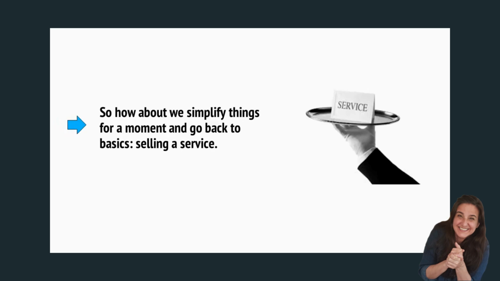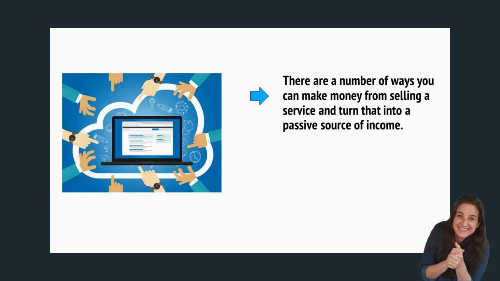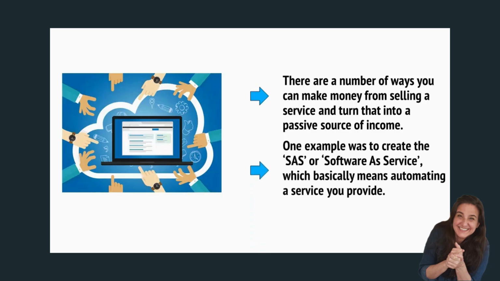Selling a service. The good news is that there are a number of ways you can make money from selling a service and turn it into a passive income. One example was to create the SaaS, or software as a service, which basically means automating a service you provide. The best example of this comes from Matt Mullenweg, best known as the creator of WordPress. WordPress is a brilliant example of a service being productized, where Matt actually took his website creation business and turned it into a simple tool that would cut out the middleman.